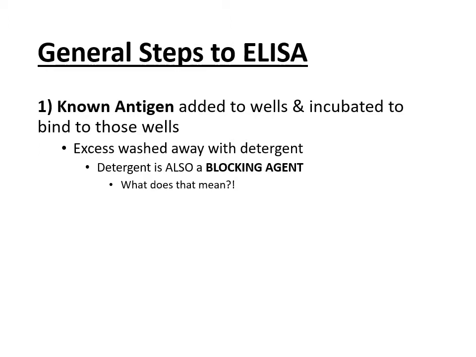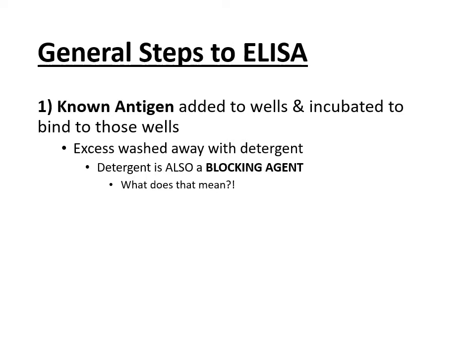Now, when we say known antigen, if, for instance, today you are trying to diagnose HIV in your patients, well, the known antigen that you would put in each of those wells is an HIV protein, so the protein tag of HIV. So all of the wells get coated with that. Then normally what you would do is you would wash away any excess with detergent, and the detergent would also serve as what we call a blocking agent that you use in serology techniques such as Western blot and ELISA.